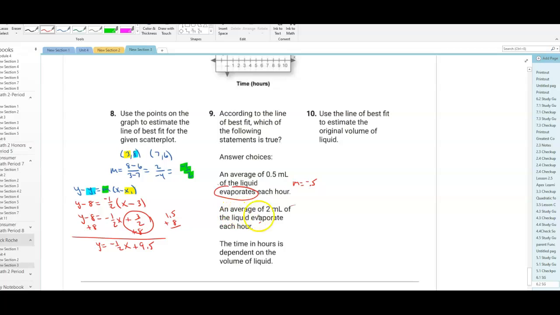The second option is an average of 2 milliliters of liquid evaporates each hour, or the time in hours is dependent on the volume of liquid. Well, here's the thing. Time represents your independent variable because it's your x value, so you know that's not true. So I know I'm between these two, and if you look, our slope is negative 1/2. Therefore, it's this one here.